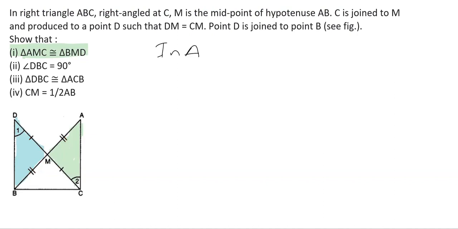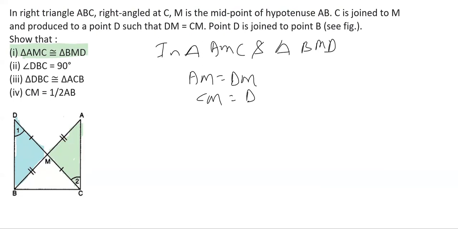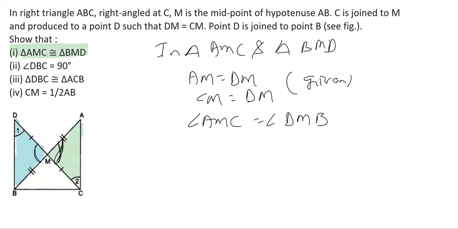So we'll consider the two triangles, triangle AMC and the other triangle, BMD. We have AM is equal to DM. We also have CM is equal to DM. These two pieces of information were given in the question. And further we can write angle AMC is equal to angle DMB. That is this one, right? These are vertically opposite angles. And you know, whenever two lines intersect, they form pairs of vertically opposite angles and they are equal.